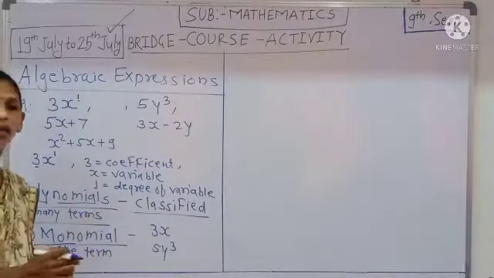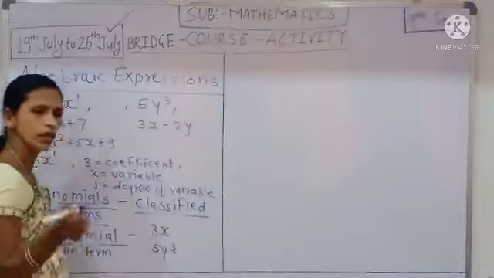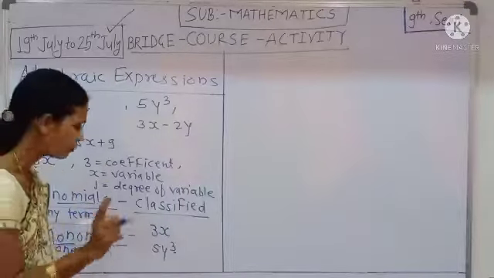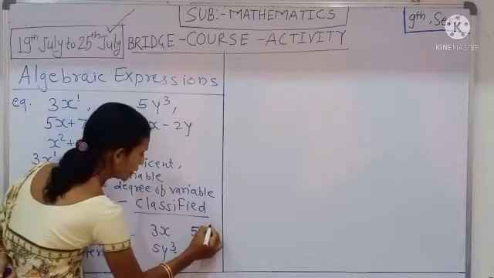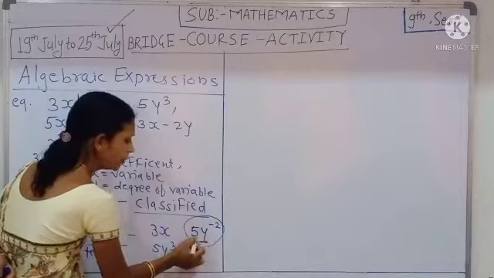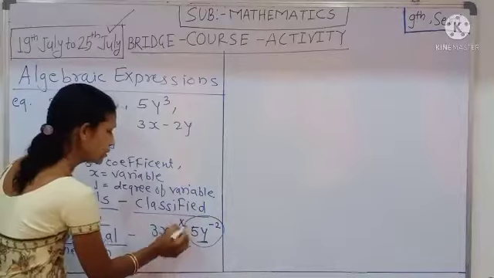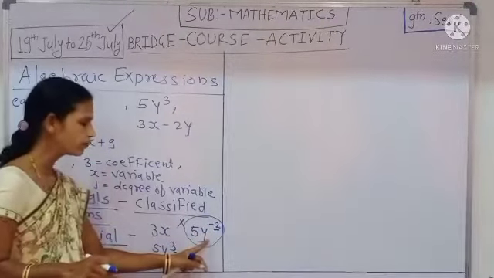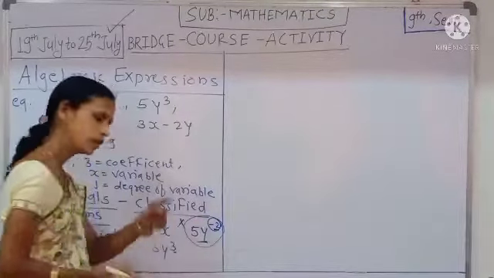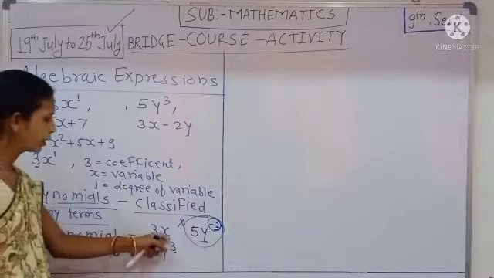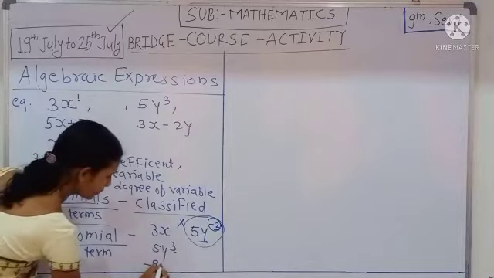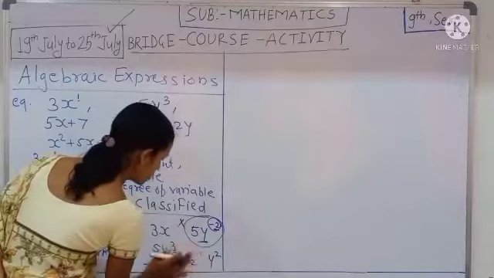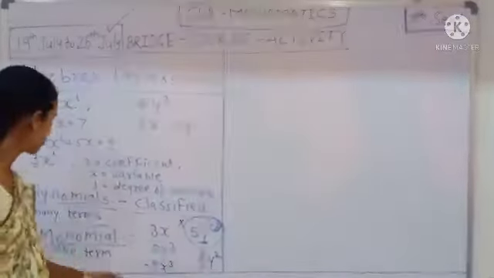See here, in any polynomial, the degree of every variable must be a whole number, that is a positive integer. It should not be a negative integer. For example, if here we have 5y raised to minus 2, then this algebraic expression is not a polynomial. The degree of the variable in each term of the polynomial should be a positive integer. Then it is a polynomial. Examples of monomials: 3x, 5y cube, minus 9x cube, or 3 upon 2, y square. These are a few examples of monomials.